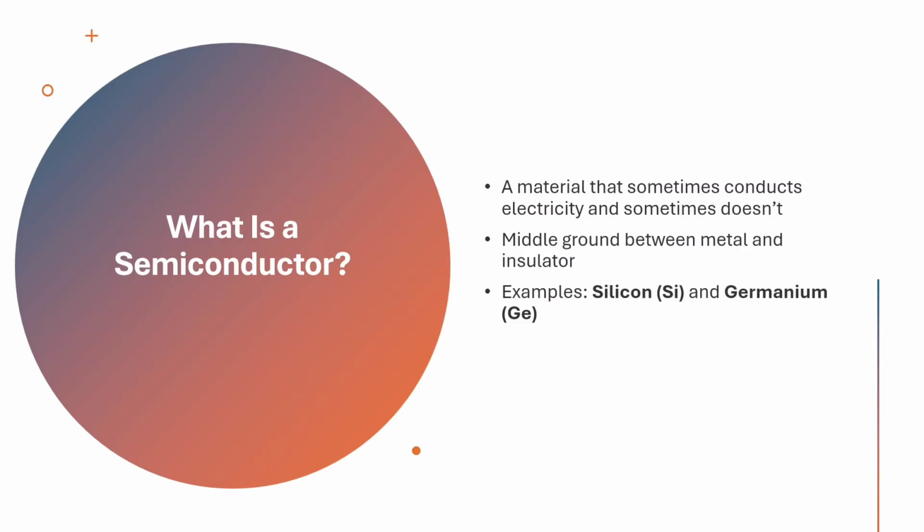So, what is a semiconductor? A semiconductor is a material that sometimes conducts electricity and sometimes doesn't. It's basically in between a metal, which conducts very well, and an insulator, which doesn't conduct at all. Examples of these are silicon and germanium.